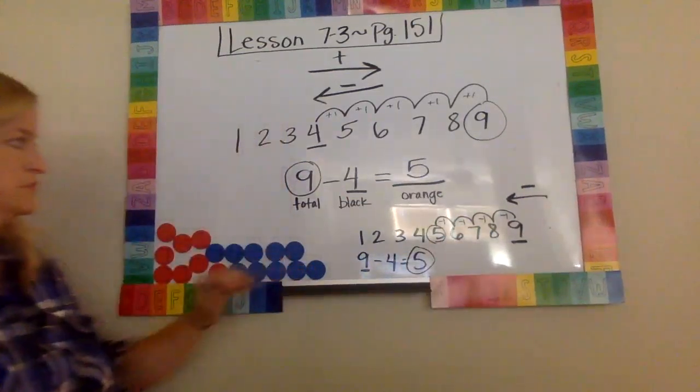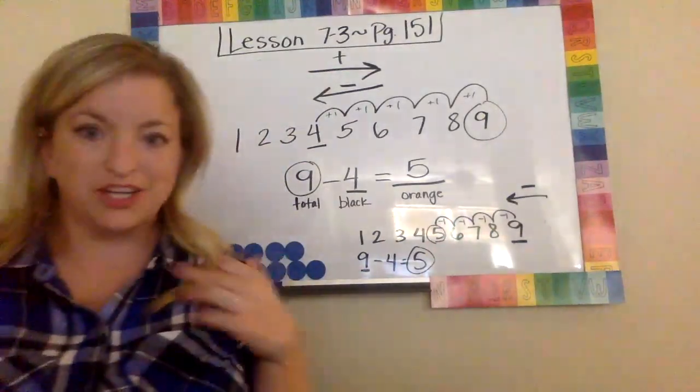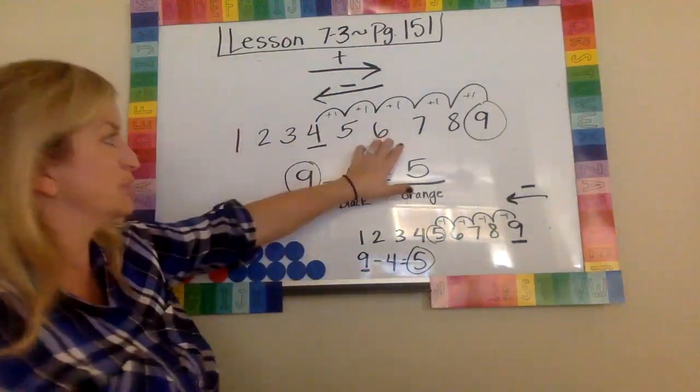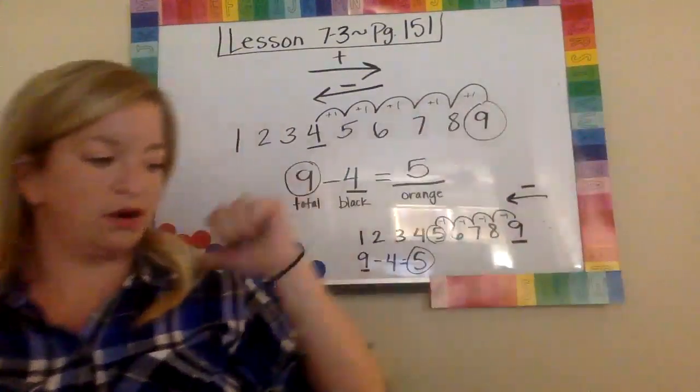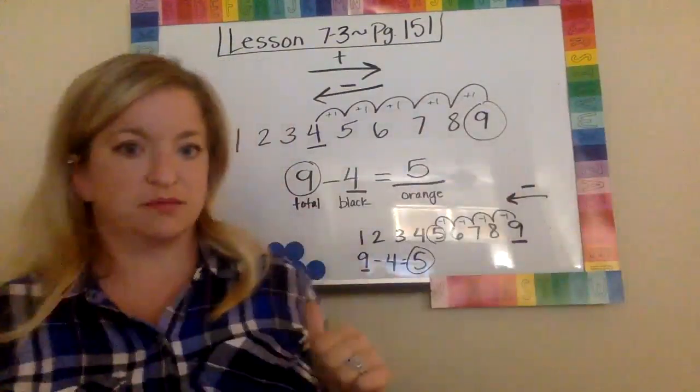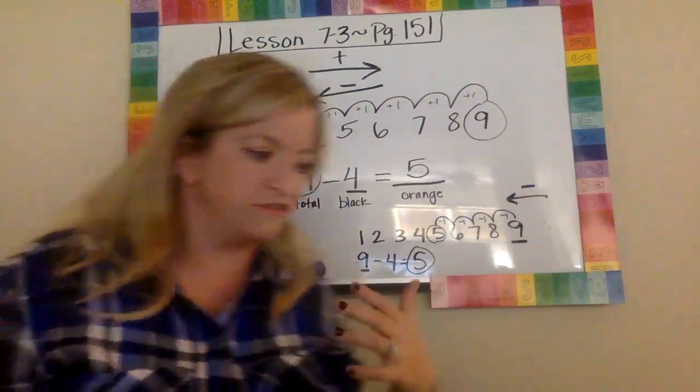On 5. So both ways I get 5. I just went about it a different way. This way is counting on to subtract, and this is just counting backwards or subtracting on the number line. Okay, so I'm going to trust that you can fill in those equations.